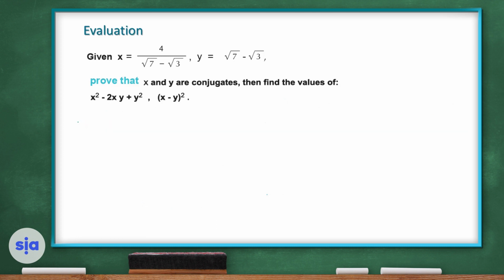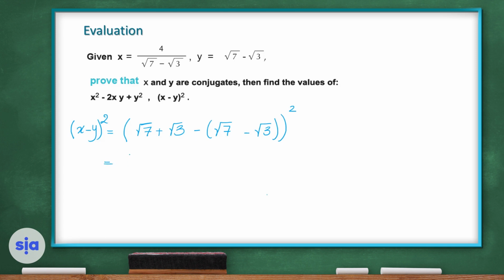Let's now move to the second part of the question, which is to find the values of x minus y all squared and x squared minus 2xy plus y squared. Let's first find x minus y all squared. We found x in the proving part, so x was root 7 plus root 3 minus the y, which is root 7 minus root 3 all squared.